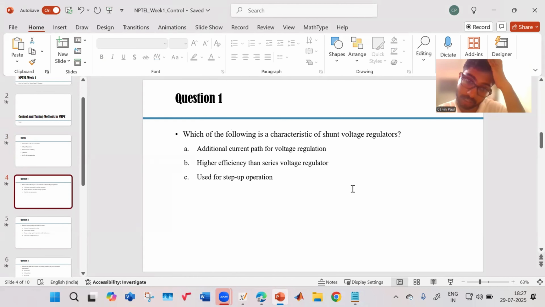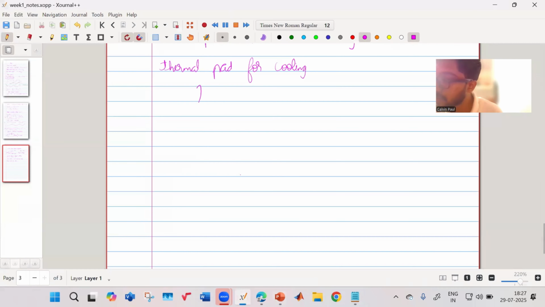I forgot to mention the shunt voltage regulator. So we have what is known as a shunt voltage regulator. Can you give an example in your labs of a shunt voltage regulator which you have used? Do you guys remember an example?